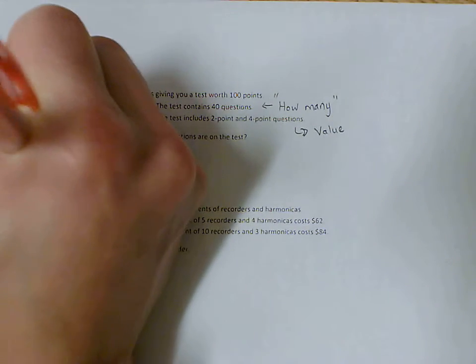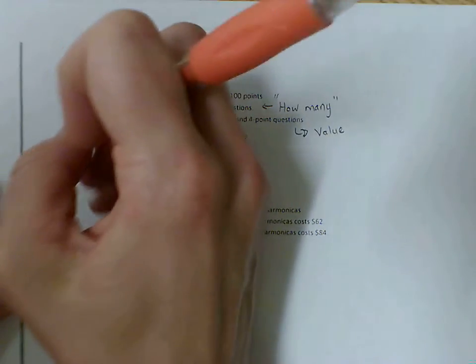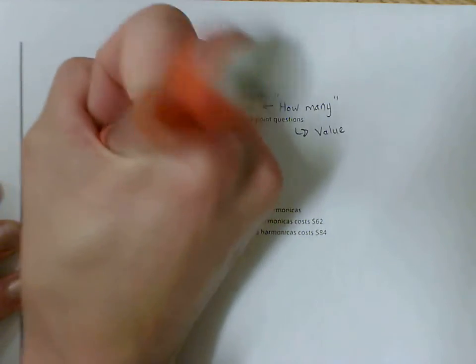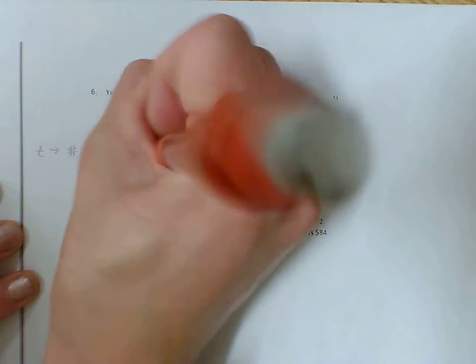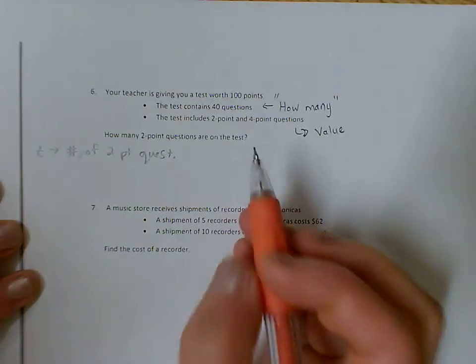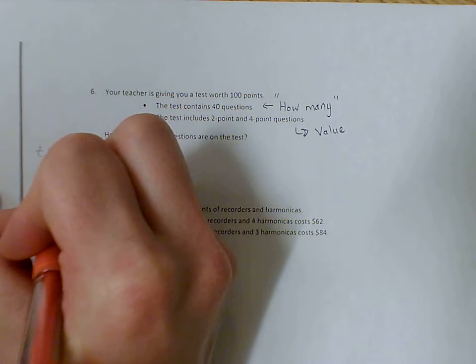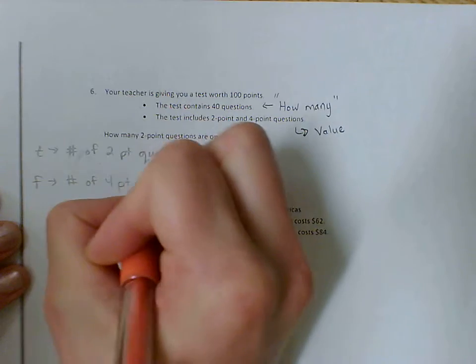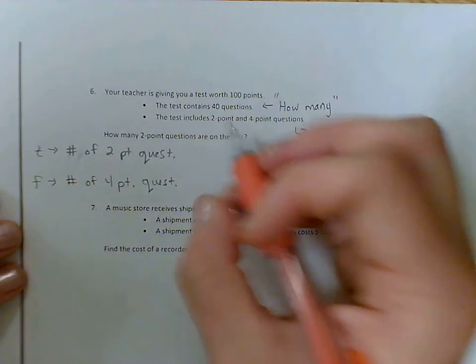So I'm going to put a T for 2-point questions. Let me make sure I'm a little bit more specific. So this would be the number of 2-point questions there are. And then we've got 4-point questions. So I'm going to put an F for 4. And this would be the number of 4-point questions. Okay. Then I'm going to set up my equation.